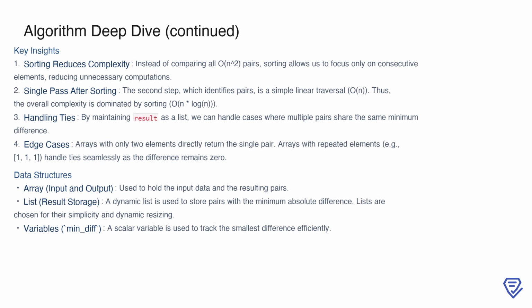Finally, the algorithm gracefully handles edge cases. For example, if the array has only 2 elements, the single pair is directly returned. Similarly, arrays with repeated elements, such as 1, 1, 1, are handled correctly because the minimum difference remains consistent. The use of simple data structures like arrays and scalar variables keeps the implementation both efficient and easy to understand.